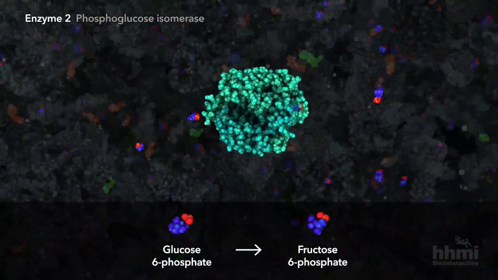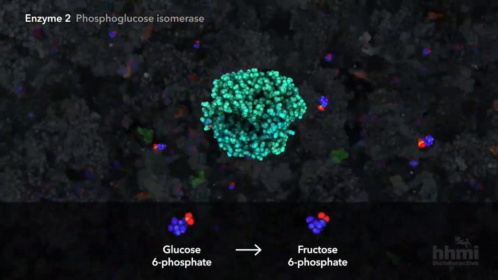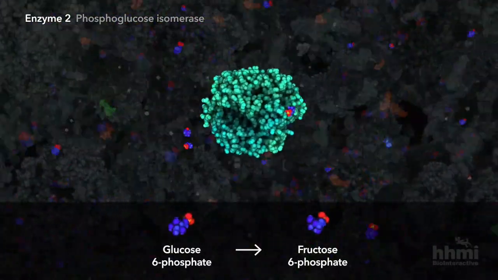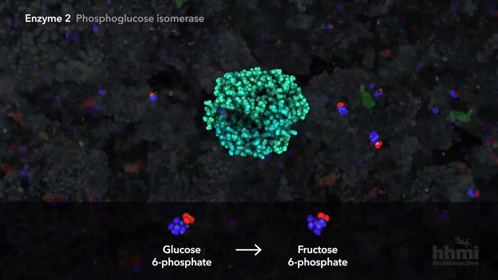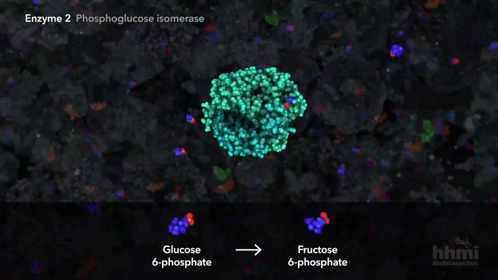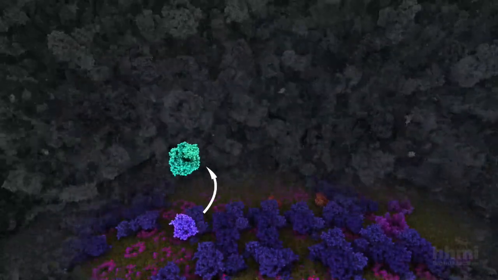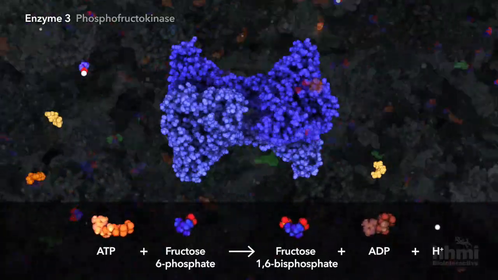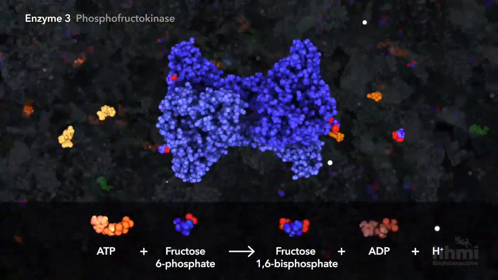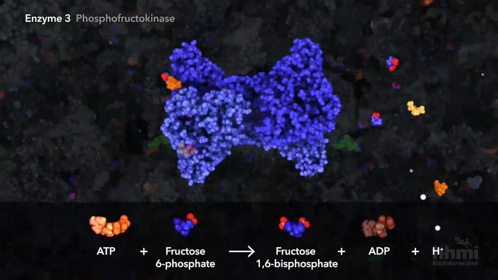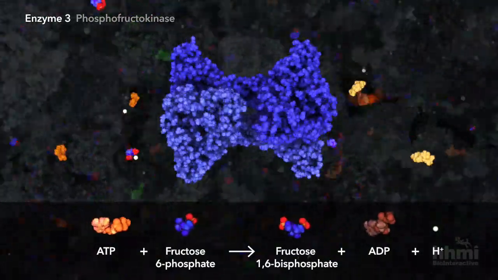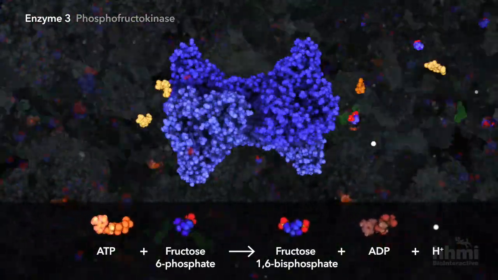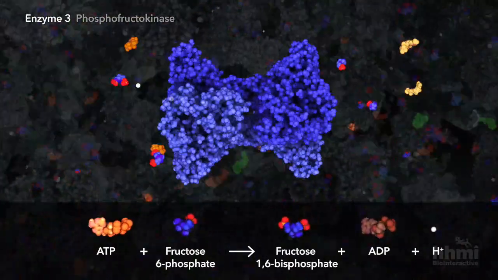The second enzyme rearranges glucose 6-phosphate into its isomer, fructose 6-phosphate. The third enzyme uses a second molecule of ATP, creating fructose 1,6-bisphosphate. The 6-carbon sugar is now ready to be broken apart.